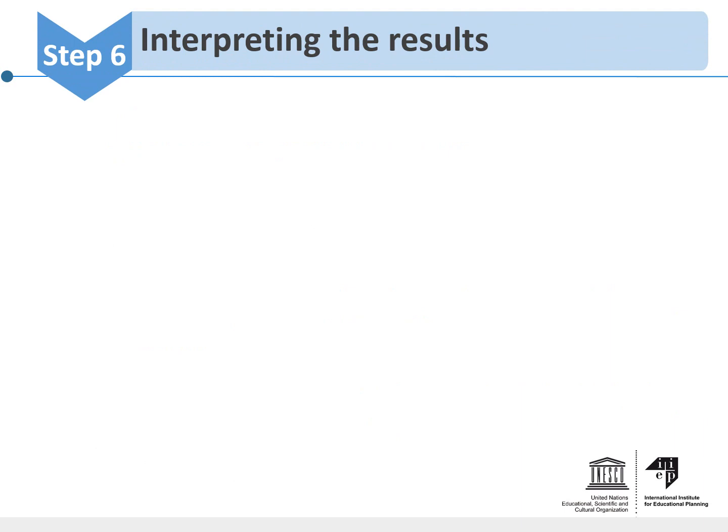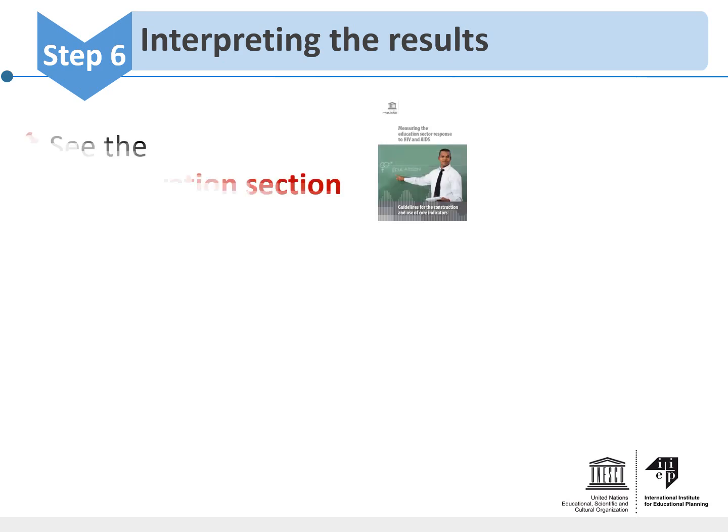In Step 6, you need to interpret the results. For each core indicator, the global guidelines include a section that provides further explanation, which should help in interpreting each indicator and any potential issues related to it. It provides additional information about the value of a particular indicator. You should carefully review this section before beginning the interpretation of the data.